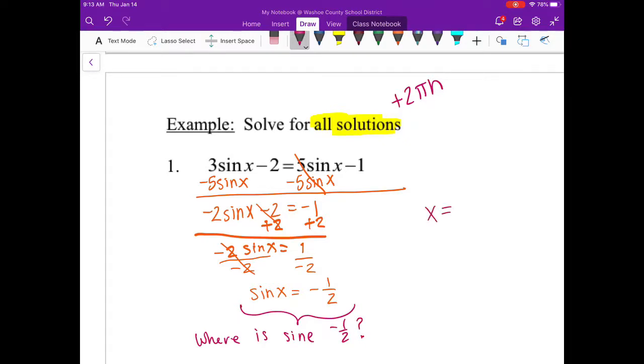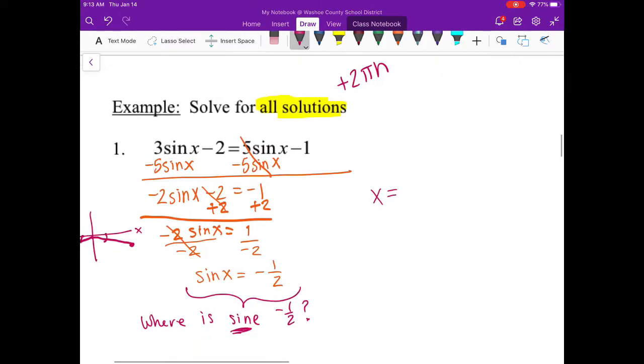And think about, well, sine is the y value. So if I think about my unit circle, I know I'm below the x-axis. Okay? And the 1/2 is going to be a 30-degree reference angle. So it's going to be like here and here. So what are those values? Where in the unit circle, in radians, since we want radian answers, is this going to be true? It's going to happen at 7 pi over 6, a little bit past the pi. And then remember, because we're doing all solutions, I have to add plus 2 pi n.